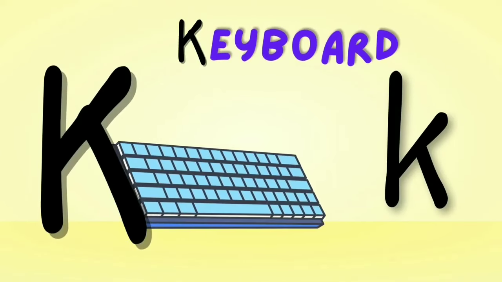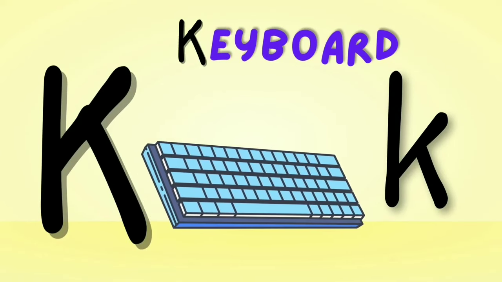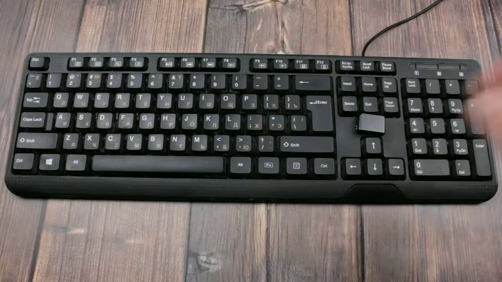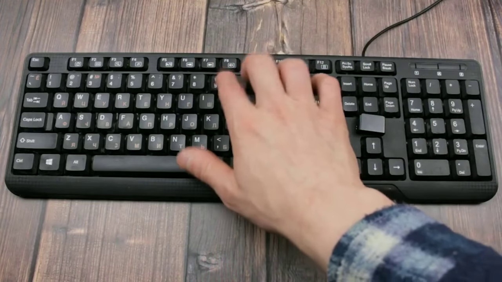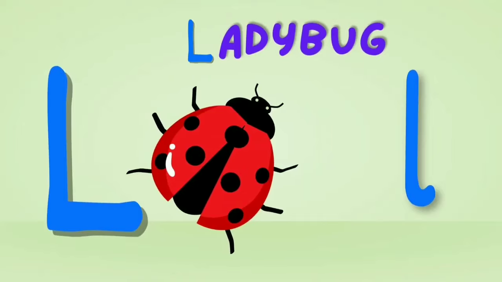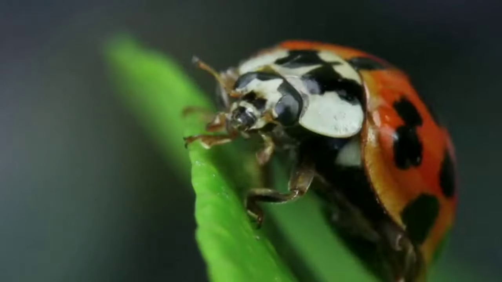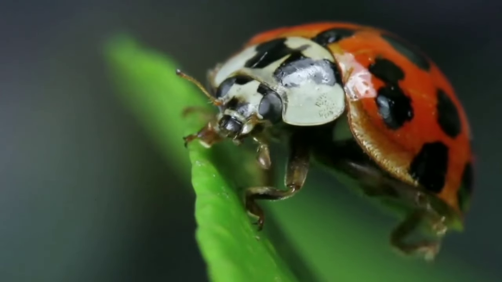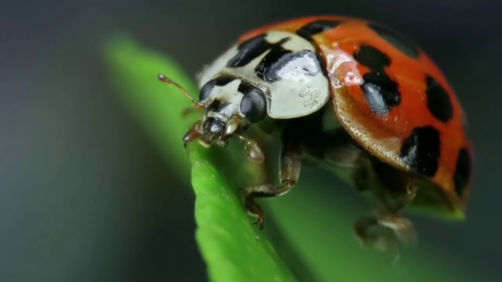K is for keyboard, keyboard, keyboard. This is a keyboard, keyboard, keyboard. L is for ladybug, ladybug, ladybug. This is a ladybug, ladybug, ladybug.